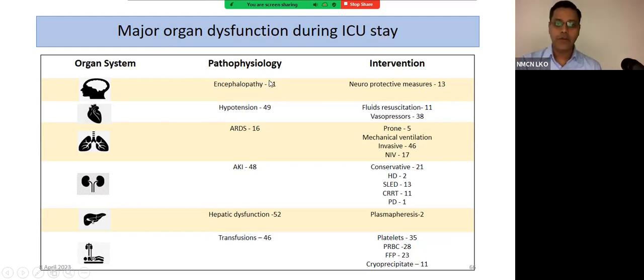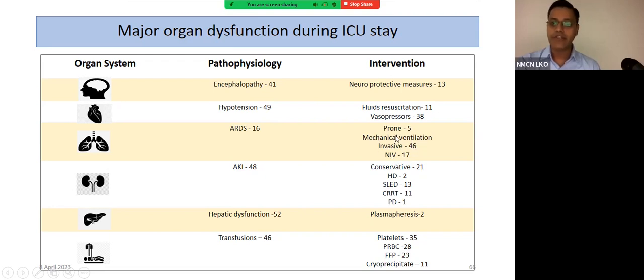Pathophysiology wise, 41 patients had encephalopathy, out of which 13 required neuroprotective measures. 49 patients had hypotension, out of which 11 were managed with fluid restriction alone, while 38 patients required vasopressors at some point of their ICU stay. 16 patients had acute respiratory distress syndrome, out of which 5 required proning sessions.